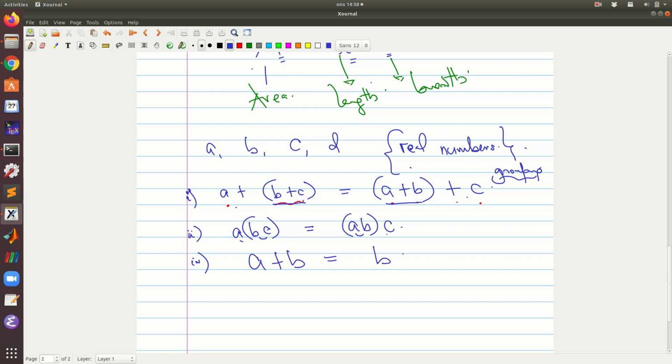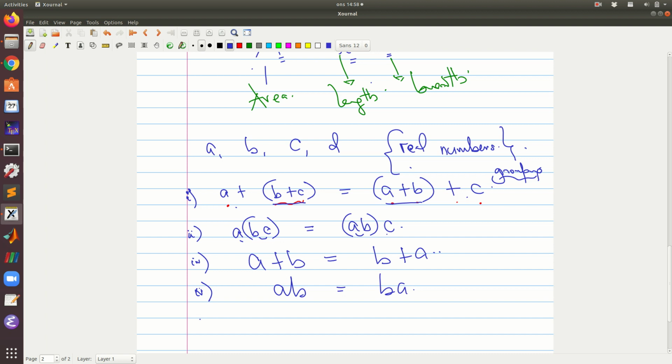Then we have commutativity, i.e. A plus B is the same as B plus A. It does not matter. This is commutativity for addition. And then we also have commutativity for multiplication, that AB is the same as B times A.